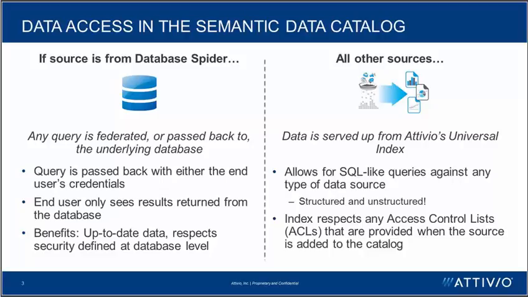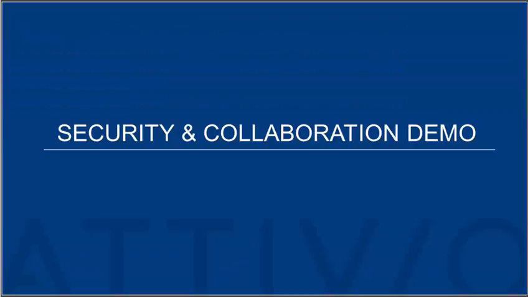For other sources, data is served up from Attivio's universal index, which is built into the catalog and allows SQL-like queries against any type of data source, whether it's structured or unstructured. It can still have a robust security model built around it when specific permissions are defined and or access control lists, or ACLs, are fed in when a source is added to the catalog. Now let's take a look at the demo and see how security and collaboration can work in real time.